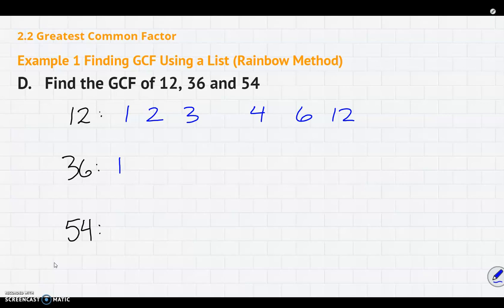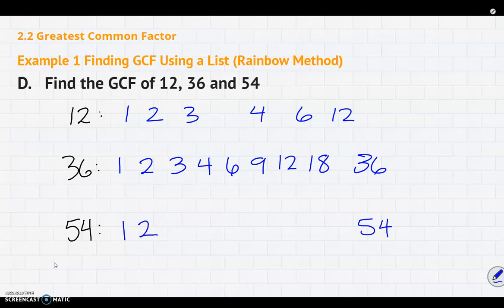36: 1 and 36, 2 and 18, 3 and 12, 4 and 9. And then, of course, we skip 5 because 5 is not a factor. We check 6. 6 is a factor. Okay, and then I could check 7 and 8. 7 is not a factor, 8 is not a factor, and of course 9 is already there. Then I can try 54, 1 and 54.